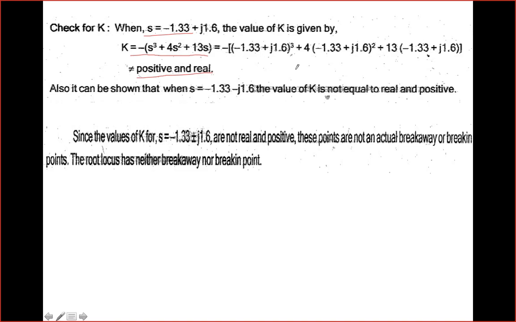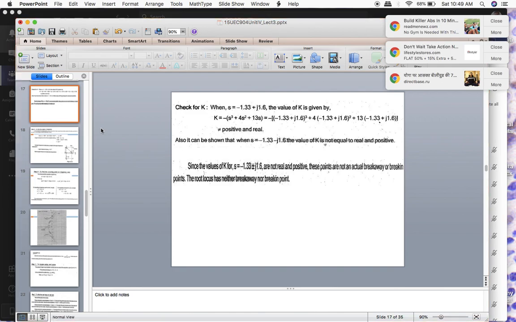This is a complex number. s is a complex number, the roots are complex. When you substitute a complex number in this equation, definitely you will get a complex number. So K is not positive and real, 100%. If it were not a complex number, we could check further. Since it is complex, definitely K is not positive and real. If K is not positive and real, then there will not be any break-in and breakaway points. Think carefully: if the K value is positive and real, then we can say that a breakaway point exists. Here, for both roots, the K value is neither positive nor real. So we can conclude that there is no break-in point.